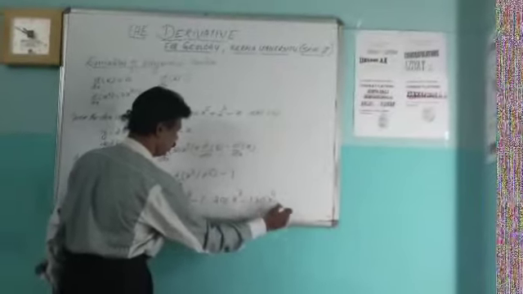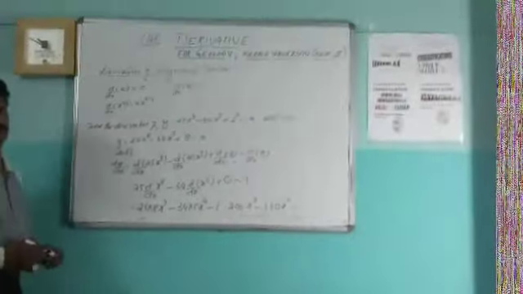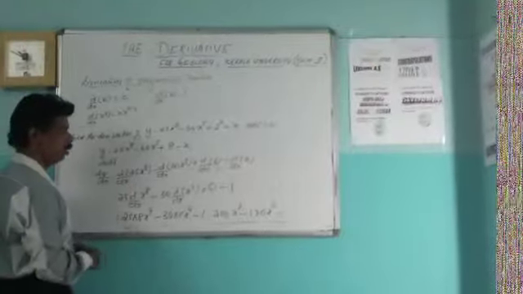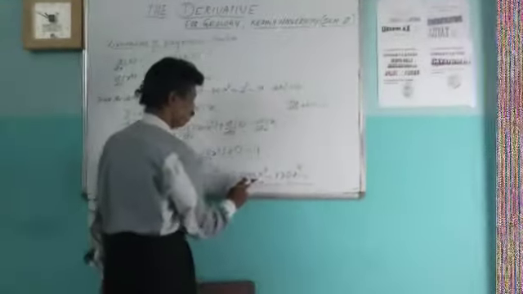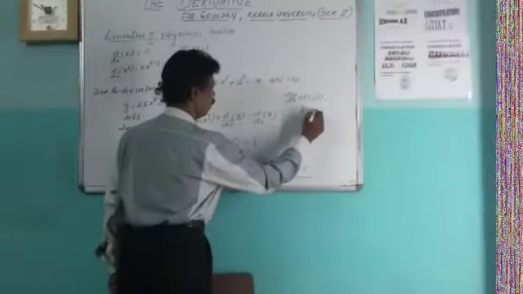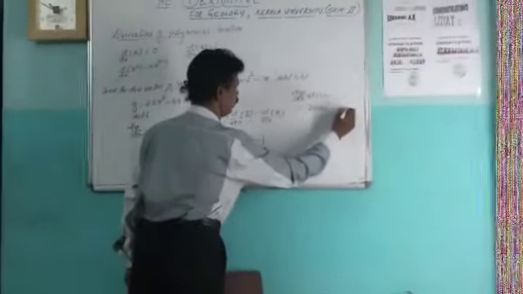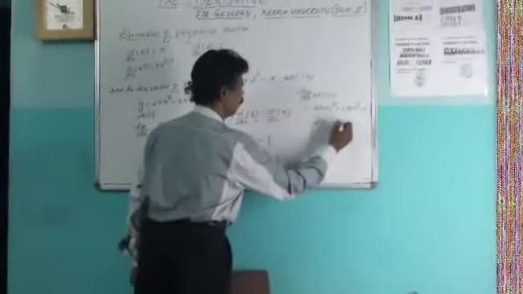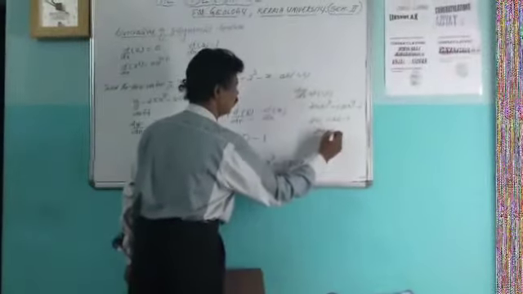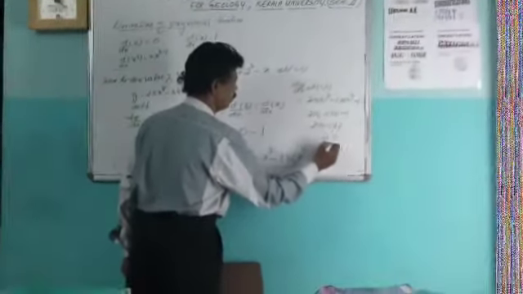170x raised to 4 minus 1. That is its answer. Next, we have to find dy by dx at x equal to 1. Put x equal to 1: 200 into 1 raised to 7 minus 170 into 1 raised to 4 minus 1 equals 200 minus 170 minus 1, equal to 200 minus 171, equal to 29. That is the derivative of this function at 1, equal to 29.